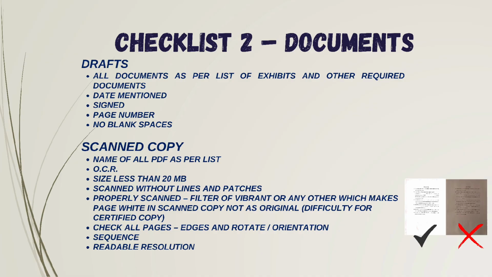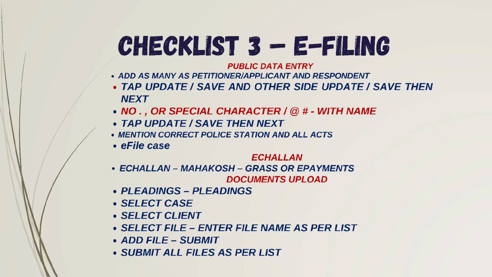That is very essential. The third checklist talks about refiling or e-filing the public data entry. Here you can add as many petitioners or applicants or as many respondents as needed. You just have to tap on save and then you can fill the details of the next petitioner or respondent. After completing all entries, press next. I have demonstrated this later in the video, and this is just a checklist and you will get reference from the video.